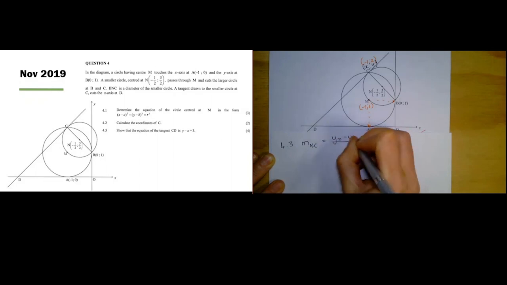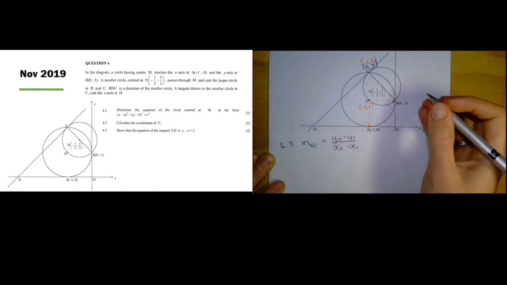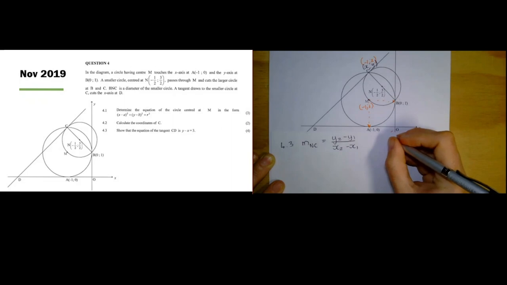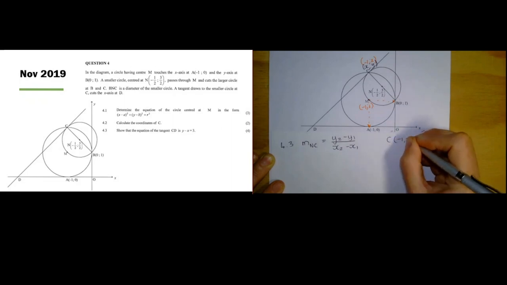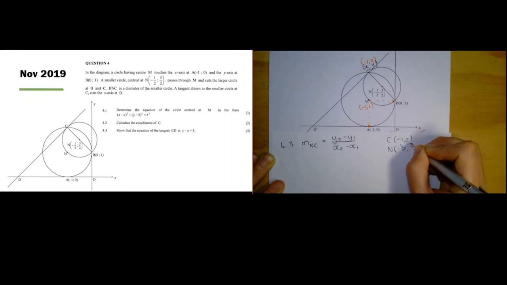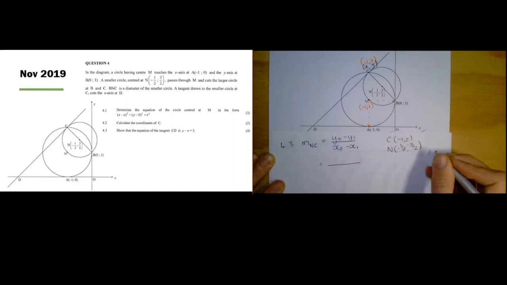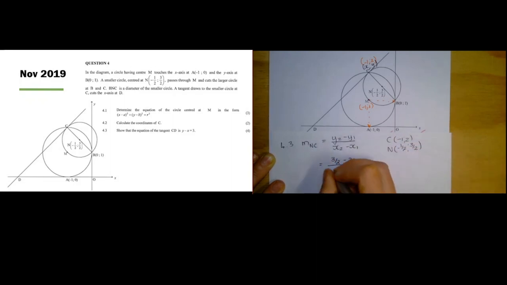(y2 − y1)/(x2 − x1). Let's write down our coordinates. We are going to be using the coordinate C, which is (−1, 2), and N, which is the coordinate (−1/2, 3/2). So, (3/2 − 2)/(−1/2 − (−1)). And my radius gradient works out to be negative 1.